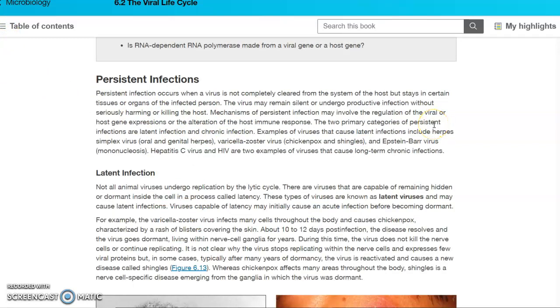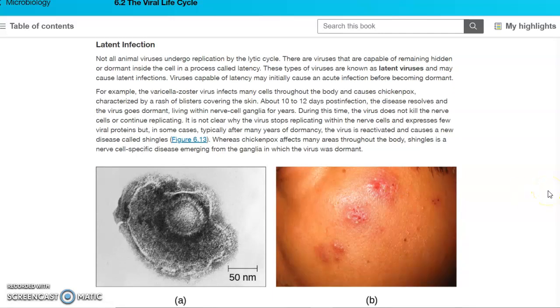Now, some viruses have the ability to cause persistent infections. This is when the virus is not completely cleared from the organism and it can stay in certain tissues or cells and just remain silent, or it may start to replicate and undergo infection without harming or killing the host. We can have latent infections and chronic infections. Latent viruses are capable of remaining hidden inside the cell. An individual will have an acute infection, and then the infection becomes dormant, and you think you're over it, you think it's cleared, but it's just going to remain latent and hidden.